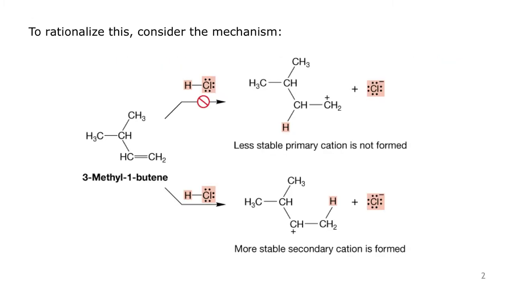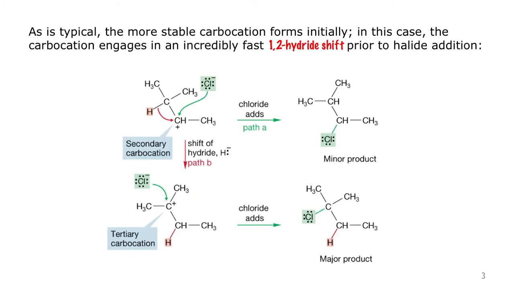To rationalize this, we need to consider the mechanism. Typically, these reactions begin with the usual protonation of the double bond, and we would expect that protonation to be regioselective in a Markovnikov sense, producing a more stable carbocation. In this case, a secondary carbocation is formed in preference to the primary, which wouldn't form at all. But that hasn't changed the carbon backbone. It just gives us a secondary carbocation, and we've seen those carbocations as viable intermediates in reactions before. So how does this major product come about?